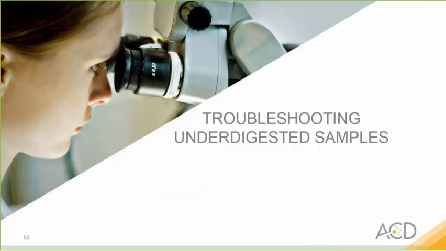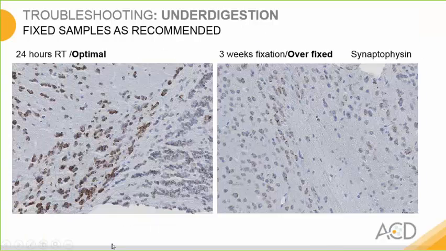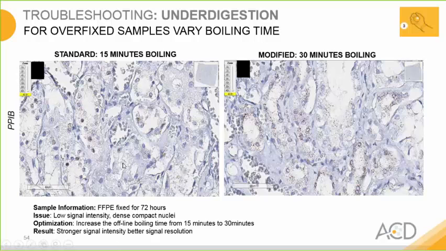Okay, so next we'll look at how to troubleshoot for under-digested samples. Again, under-digestion is likely due to over-fixation. So if you have over-fixed the sample for too long, and then you follow the standard pretreatment protocol, you get under-digested tissue. So the first sign of under-digested tissue is really strong hematoxylin, very compact nuclei, and then you can get high background shown here.